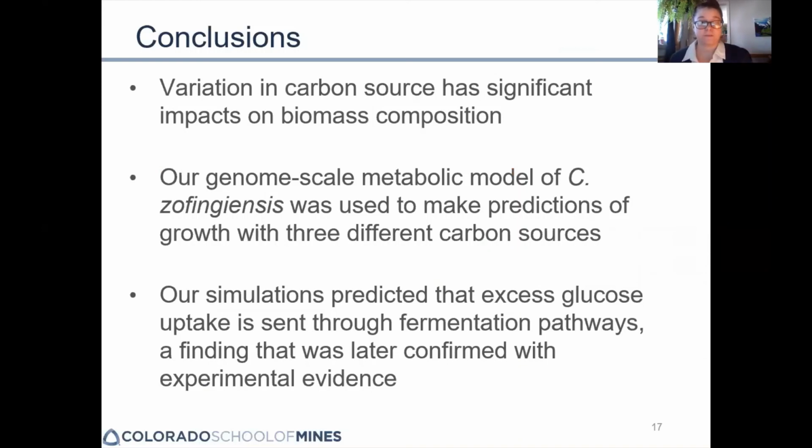In conclusion, the variation in carbon source has a tremendous impact on biomass composition, especially with organisms like C. zofingiensis. And this has strong impacts on the flux distributions predicted. Our genome-scale metabolic model of C. zofingiensis was used to make predictions of growth in 3 different carbon sources. Our simulations predicted that excess glucose uptake is sent through fermentation pathways. This is a novel prediction that was then confirmed using experimental evidence.